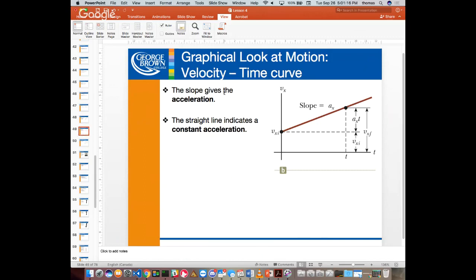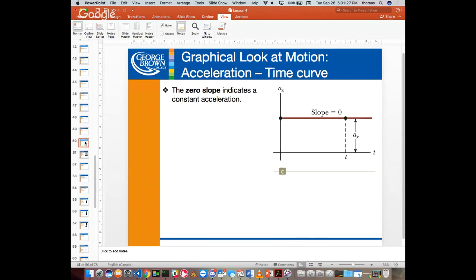How about this? The slope gives the acceleration. Here's the acceleration. It's constant acceleration, right? Why? Because it's a straight line. It doesn't go up and down. Here's one when the slope is 0. If slope is 0 and we're talking about acceleration, then that means constant acceleration again, right? Slope is 0 in this particular case because it's not going up and down again. So those are ways of looking at this.